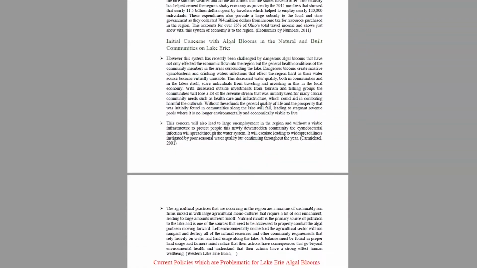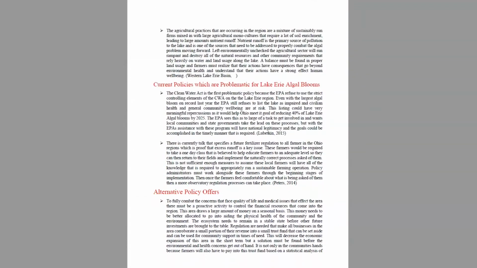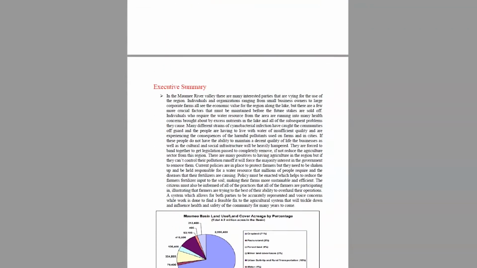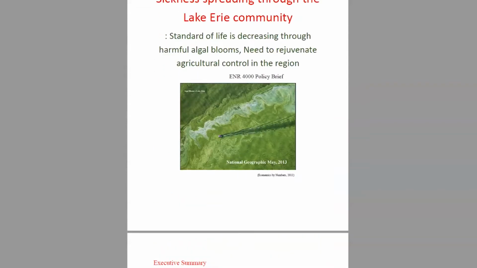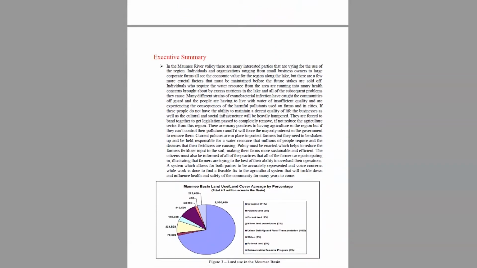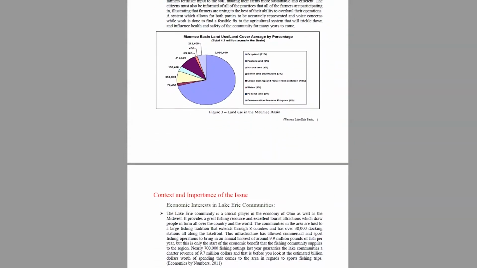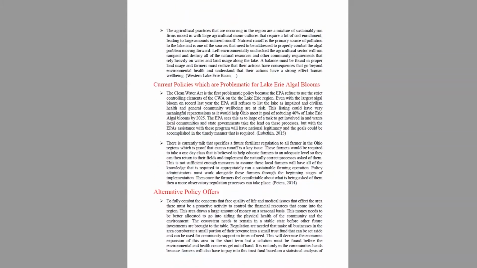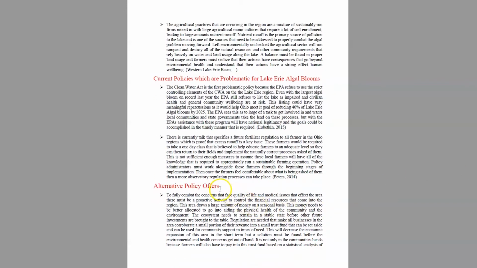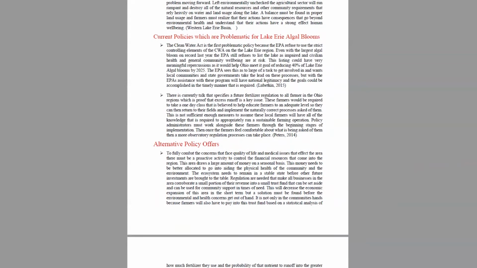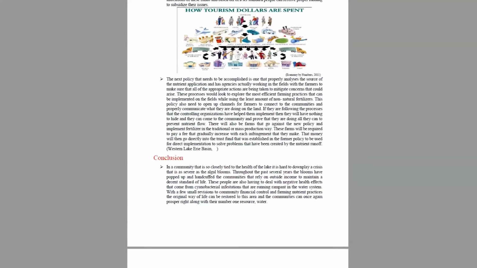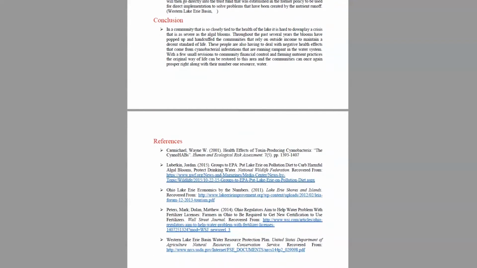Context and importance of the issue, no page numbers. The student hit all the guidelines that we had in terms of what are the components. So you have the title, you have the executive summary here. You have the context and importance of the issue. You have the current policies, and you have the alternative policy offers or policy actions. But it just doesn't look good. So that's why it's a C.